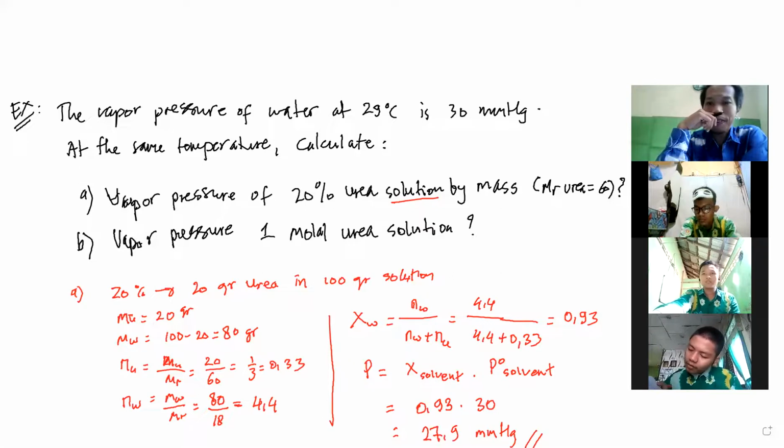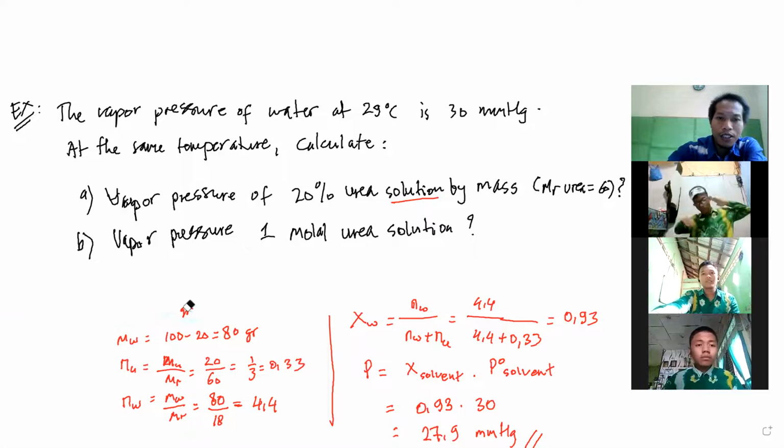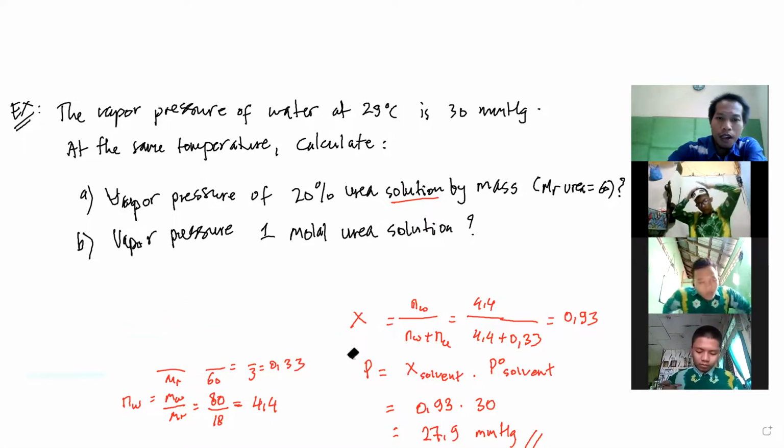Is it clear? Okay. Can I erase for part A? Right, I think you write down the answer, yeah, and we're going to see the solution for part B.